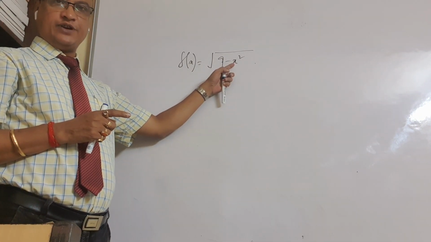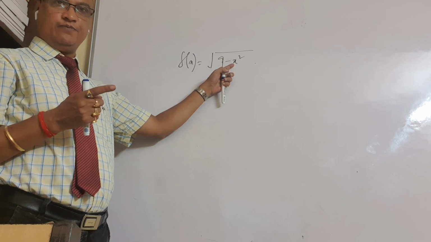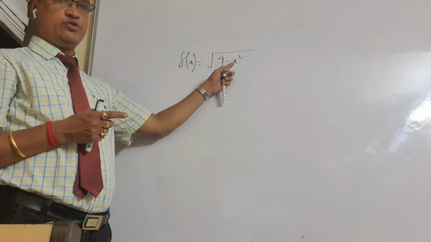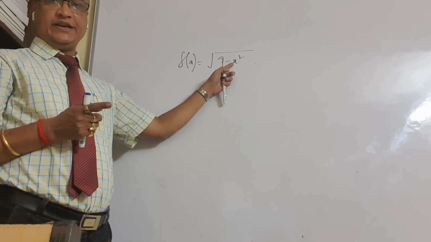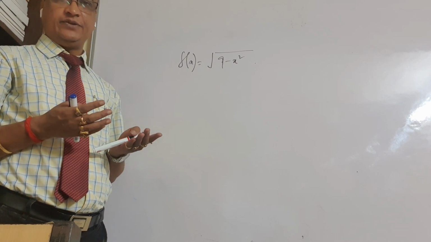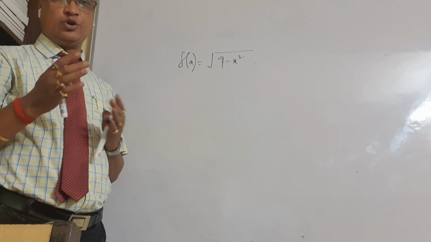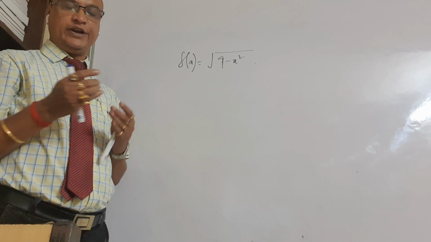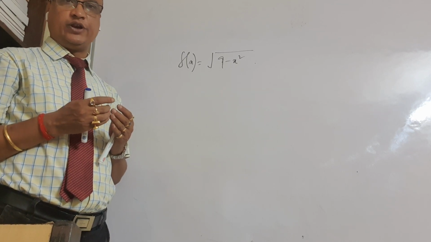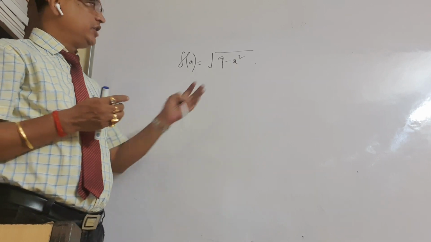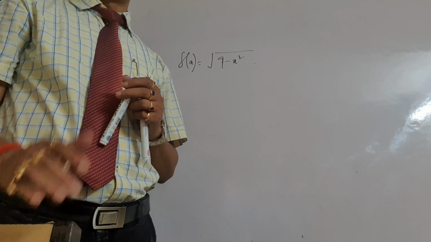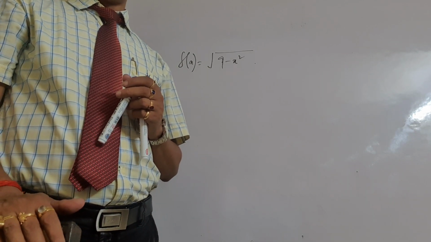are you getting my point? Suppose you put 4, then 9 minus 4 square, 9 minus 16, root of minus 7. Now root of minus 7 is not a real number, that means it is not defined. But till 3 it's okay, 0 to 3. Similarly, on the negative side, if you put minus 1, minus 2, minus 3, it is okay. But if you put minus 4, again it will become a negative number, and a negative number under the square root sign will be imaginary.